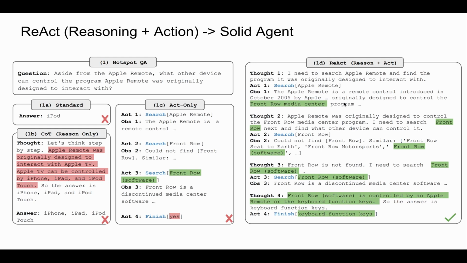So combining reasoning and action can actually solve a pretty complex workflow, and it will result in a pretty solid agent. And this is what we want, right? We want LLMs to solve actual problems for us.